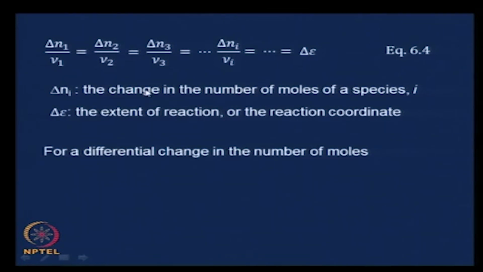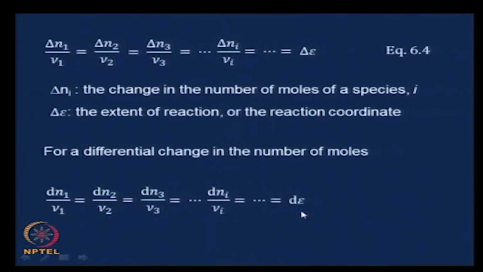For a differential change in the number of moles, we can replace these big differences by the differential change, and therefore we can write dN1 by nu1 equals dN2 by nu2 equals dN3 by nu3, and so on, which equals dNi by nu i, and that equals d epsilon. We will call this equation 6.5.